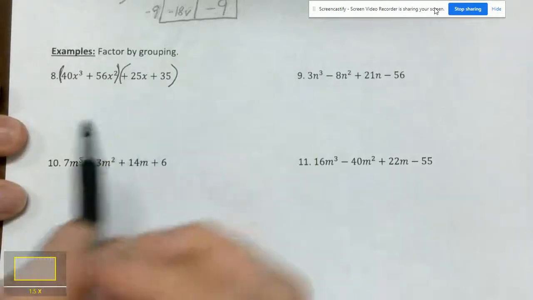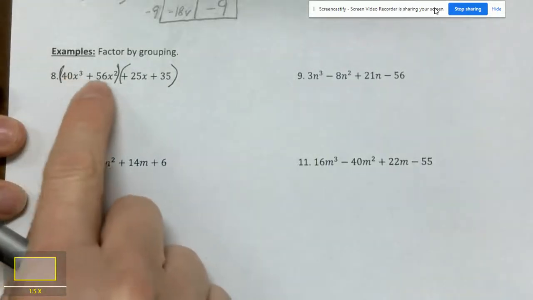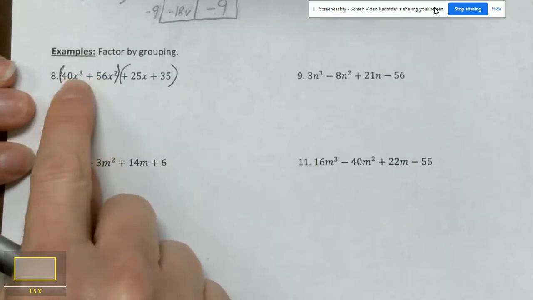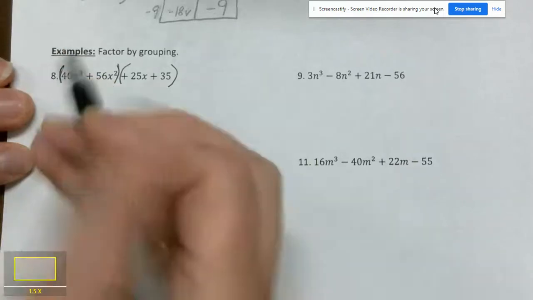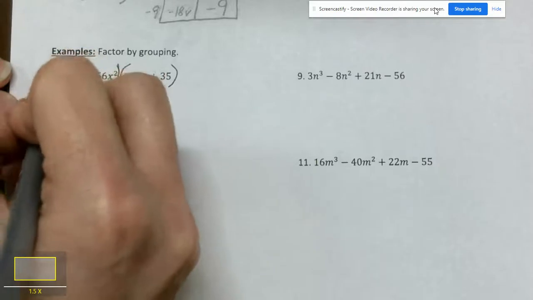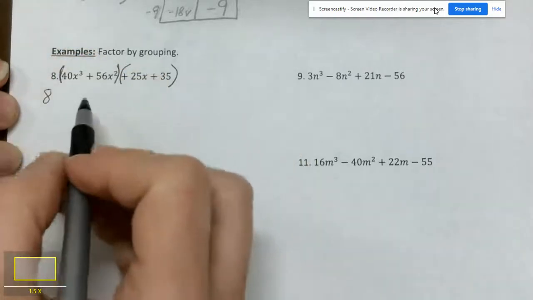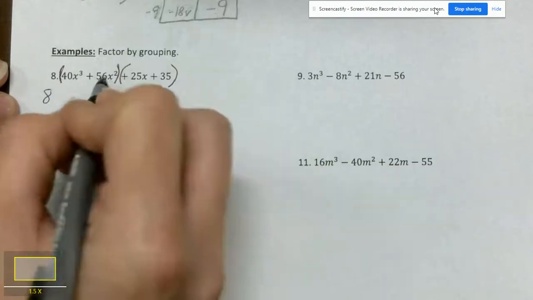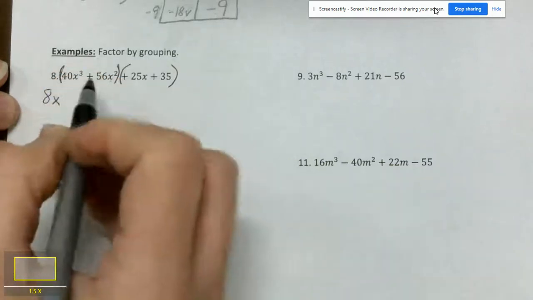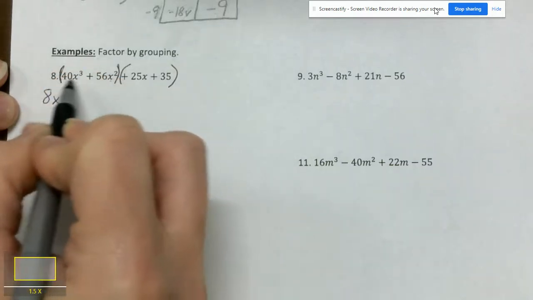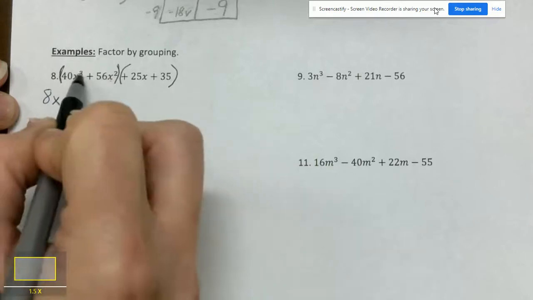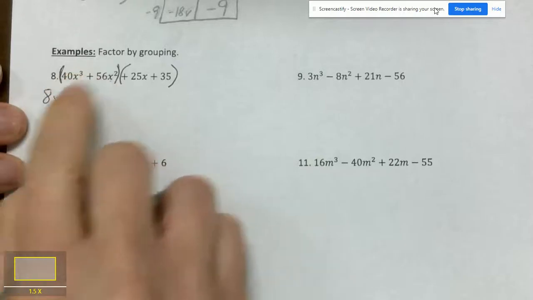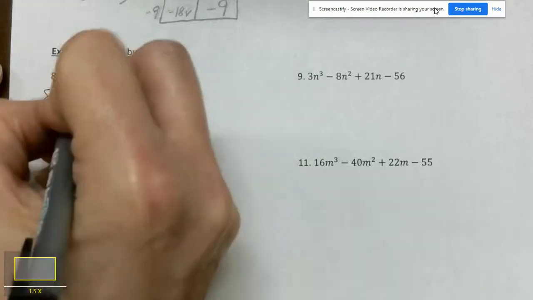Then once you do that, you're going to see what the greatest common factor is for these two right here in this first grouping. Well, my greatest common factor here of 40 and 56 is 8. And my greatest common factor of x cubed and x squared, okay, they're both x's, so I put down the x. And then you take the smallest exponent. So of 3 and 2, the smaller number is 2. So that means these two have an 8x squared in common.